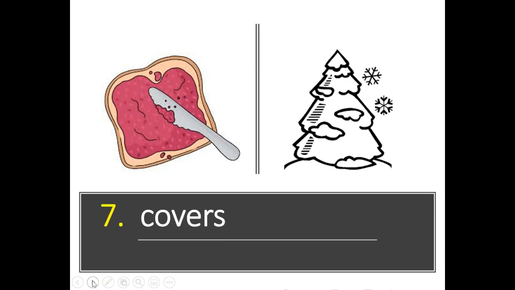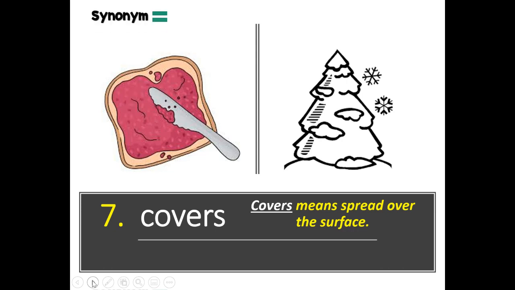Well, they both show covers. The jam covers the toast or bread, and the snow covers the tree. Covers means spread over the surface. So a synonym or word that means the same is spread over.